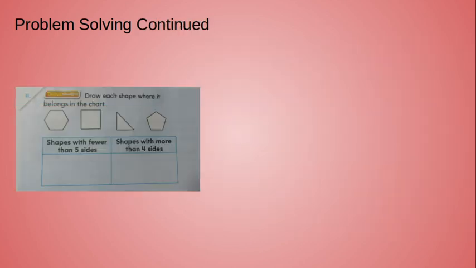Let's take a look at our last problem. Draw each shape where it belongs in the chart. I bet you know by now what I'm going to have you do first to those shapes. Well, our chart says shapes with fewer than 5 sides and shapes with more than 4 sides. So we only need to label the sides this time. So go ahead, label the sides on each of your shapes and write the number in the middle of the shape. And then go ahead and sort them into the correct column. Take your time.